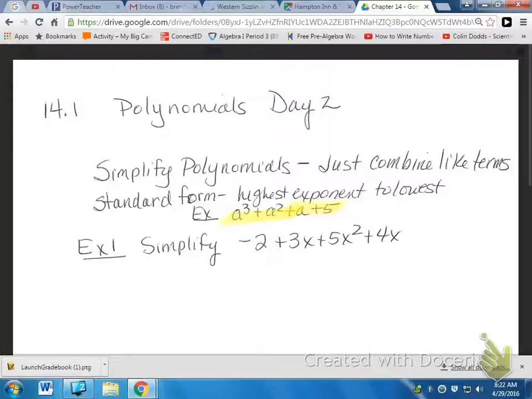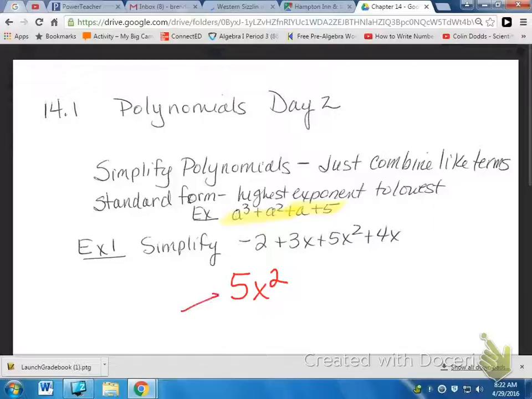So we're going to first simplify negative 2 plus 3x plus 5x to the second plus 4x. So you look through there and you look for the x with the highest exponent. What's the highest exponent you see? 5x to the second. Does it have any like term with it? No. So you would write 5x to the second first.